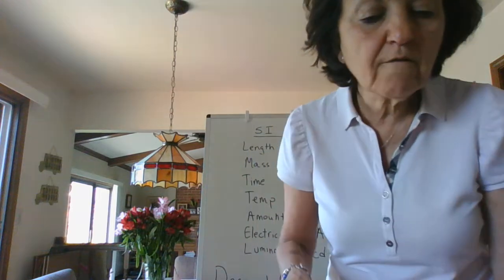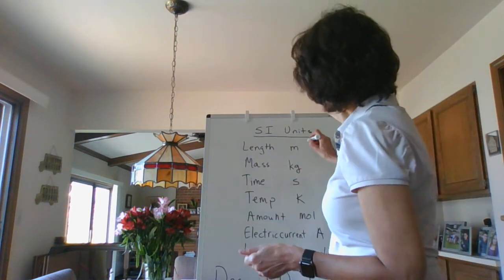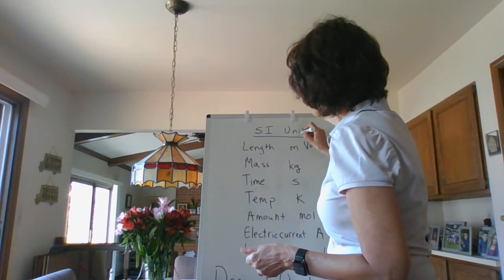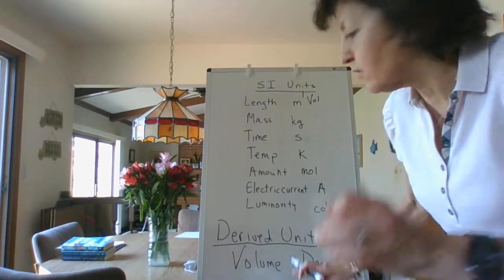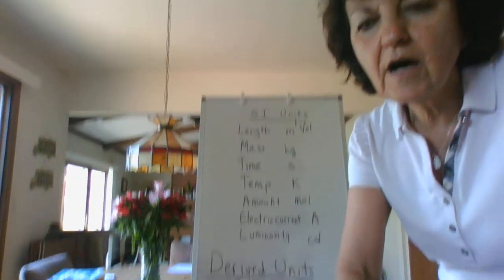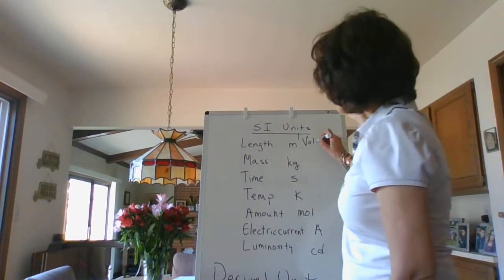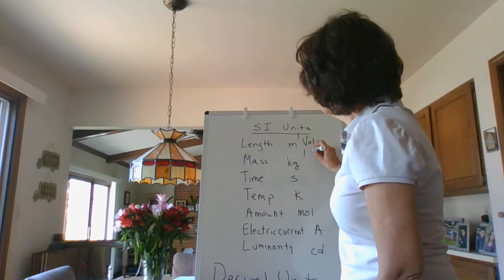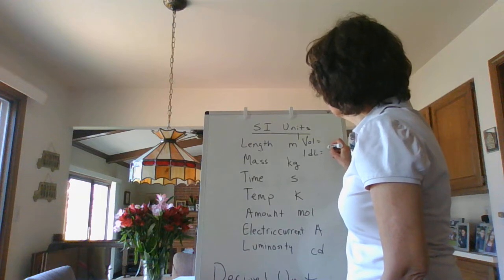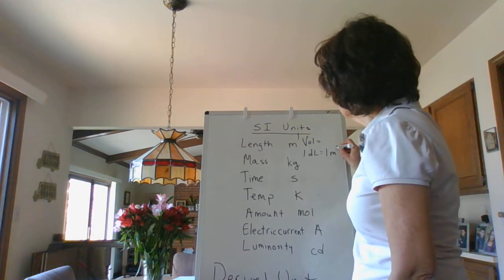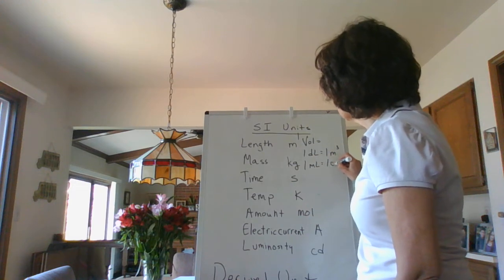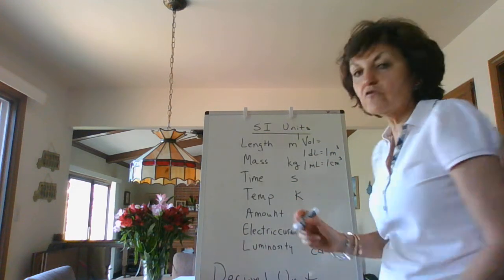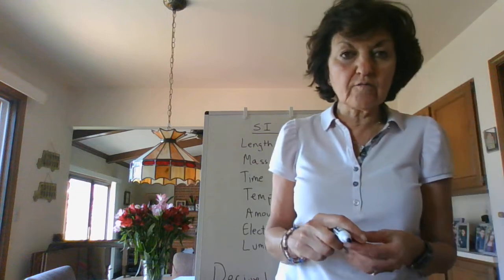So for volume, this is your derived units. I have this down here. I don't know if you can see this. There you go, derived units. For volume, 1 deciliter is equal to 1 meter cubed, and 1 milliliter is equal to 1 centimeter cubed. So you should know those conversions.